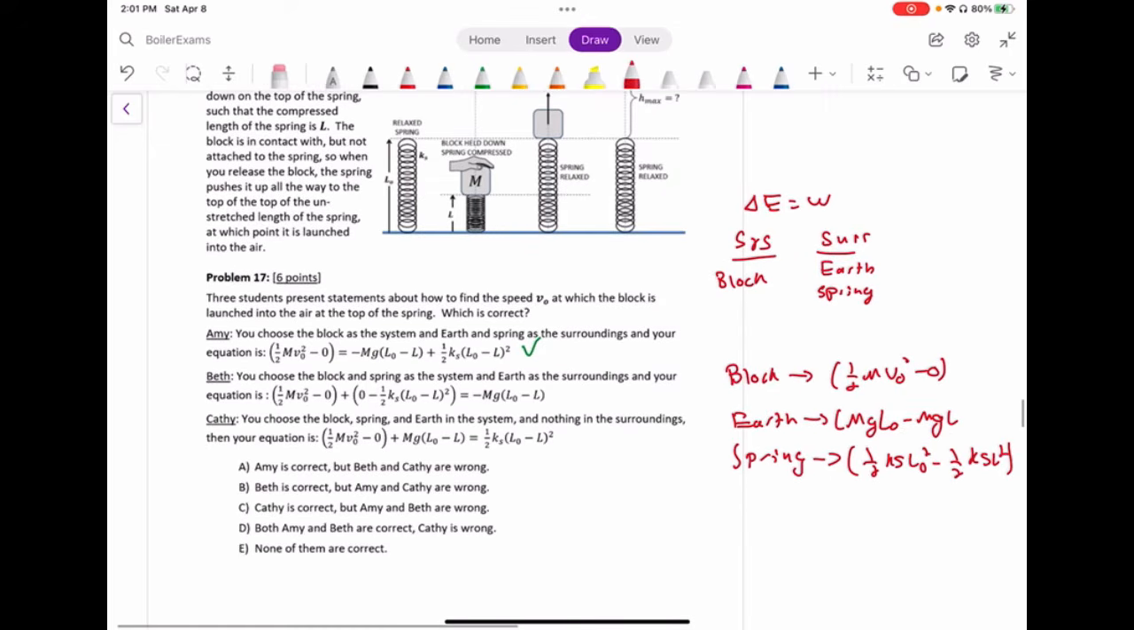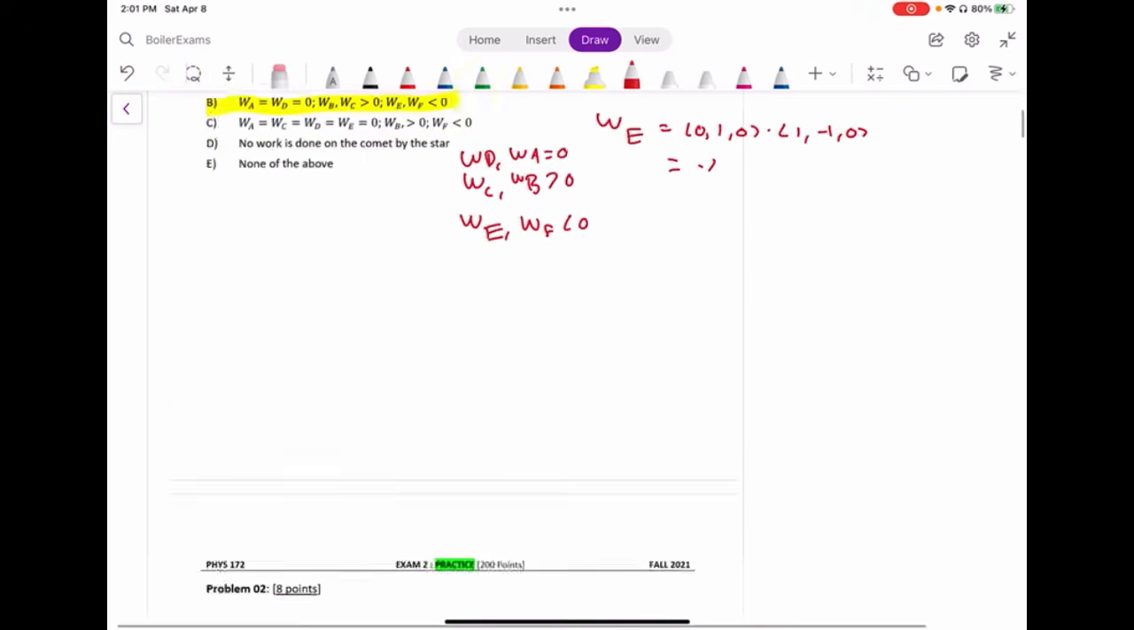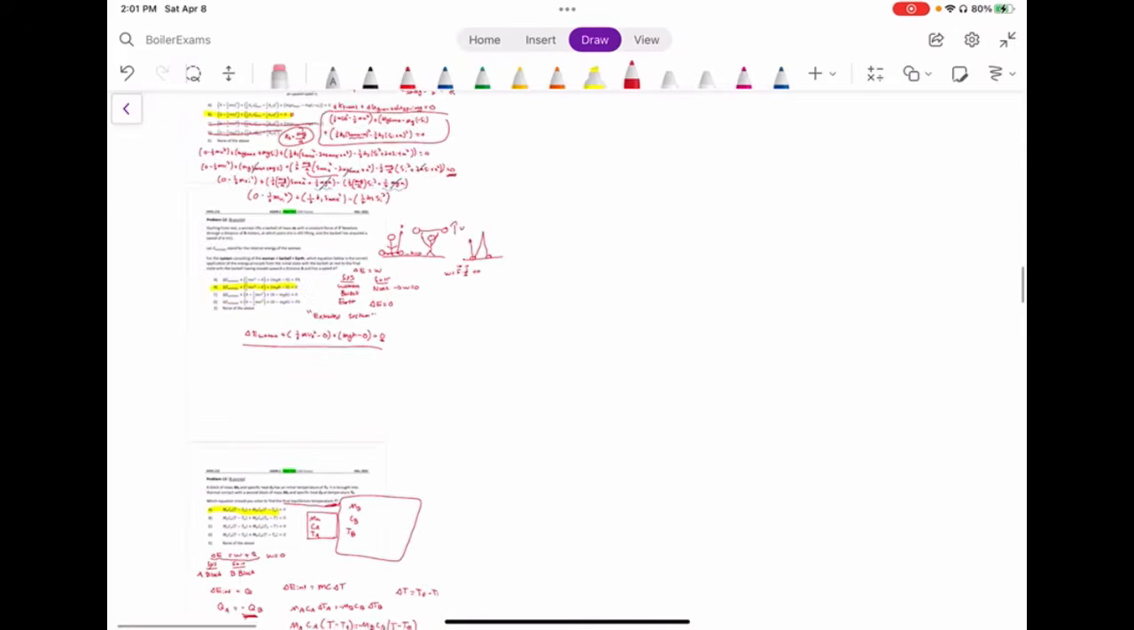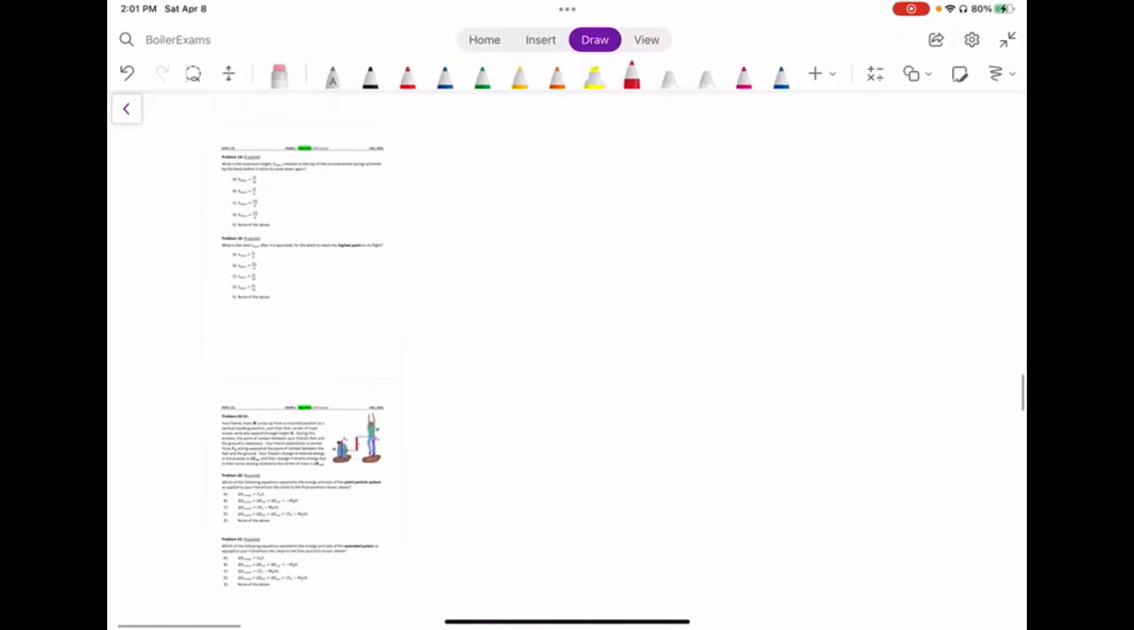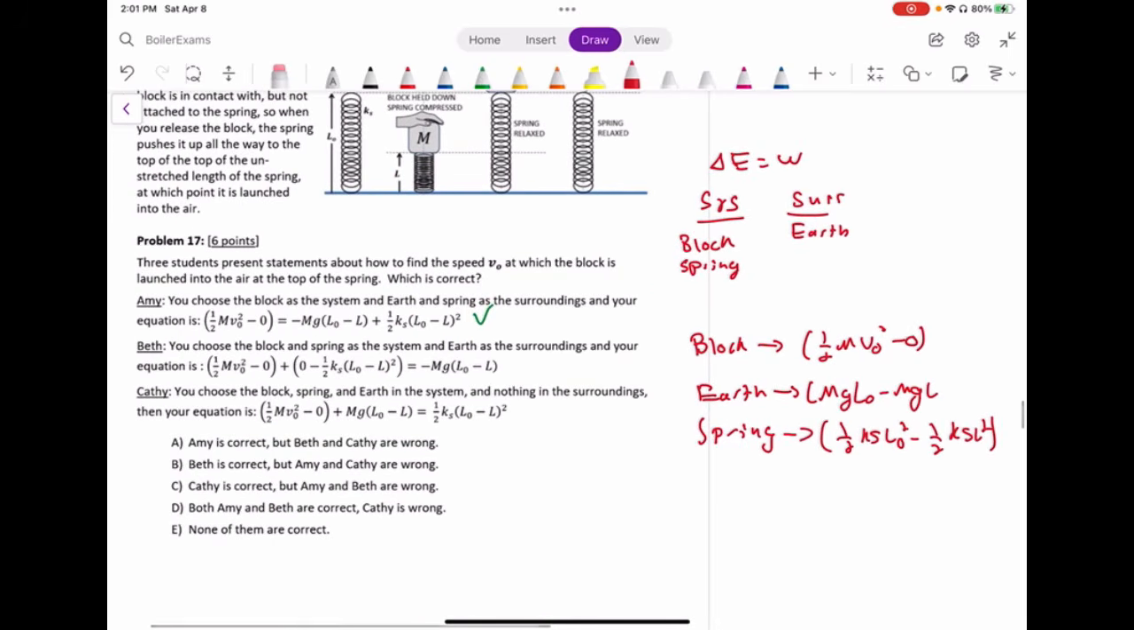How about Beth? Beth has the block and the spring in the system, and Earth in the surroundings. So Earth's gravity contribution is on the work side, and the spring and the block are on the other. So that also looks good.